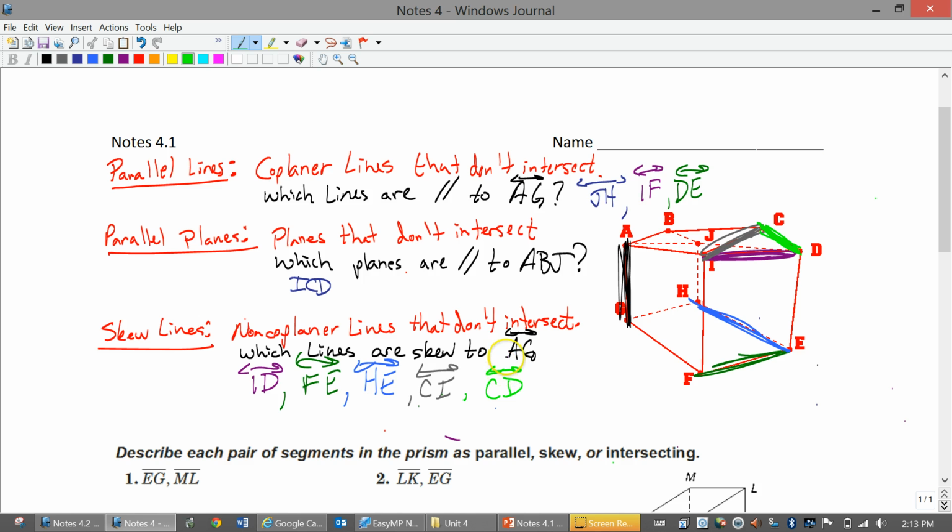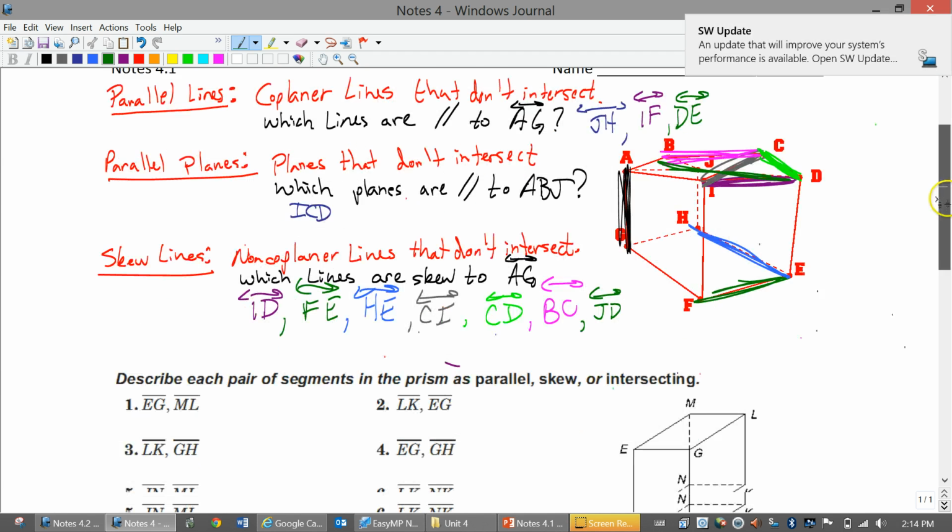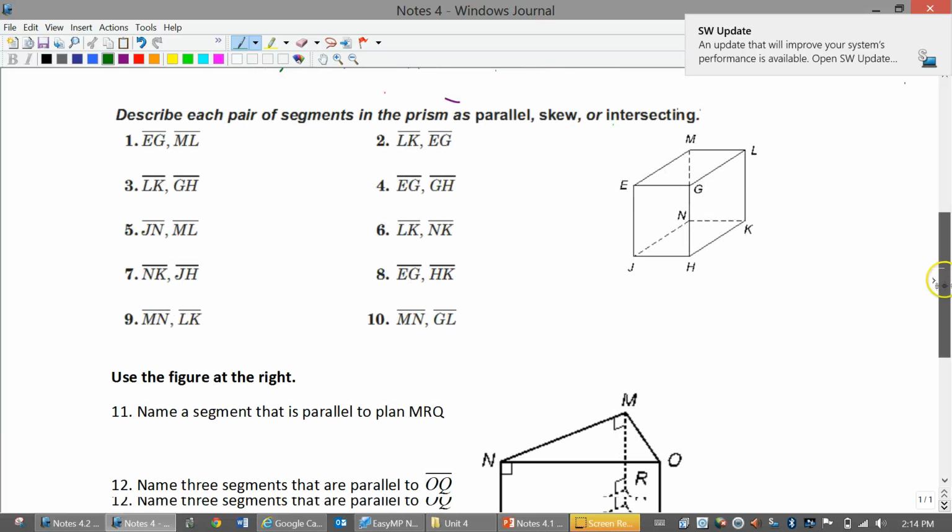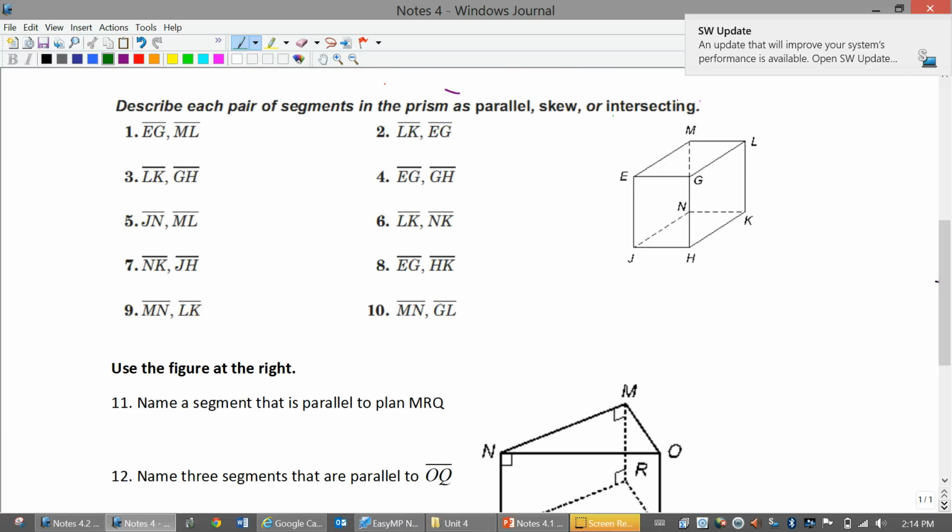CD is one. What else? There's lots. BC is one. Okay, did I get them all? JI is going to be parallel. JD is going to be the last one. Okay, that all makes sense, guys? You with me? Okay, what I want you to do is get with your row partners and answer the rest of the questions on the page. Ready? Go.